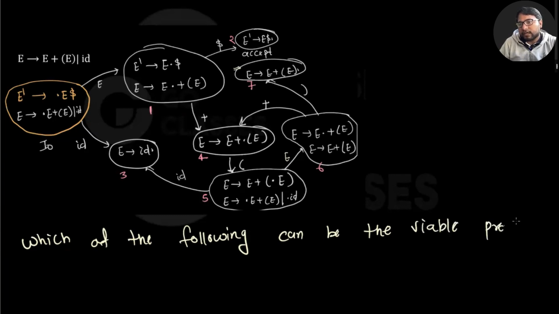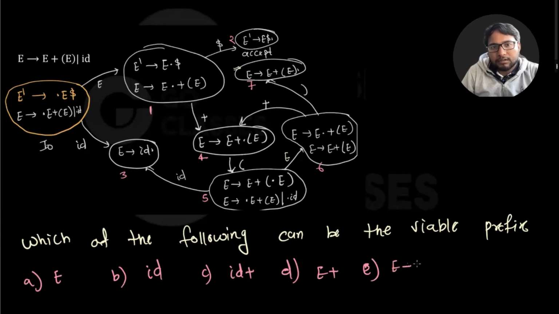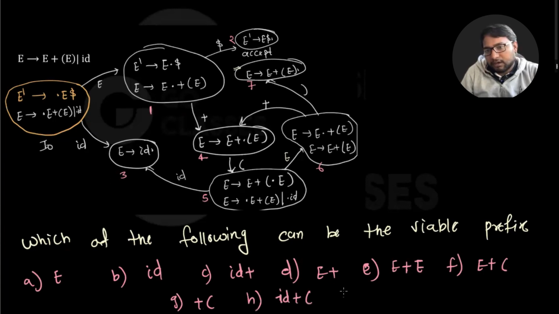Can you tell me which of the following can be the viable prefix? Let's suppose option A is capital E, option B is ID, option C is ID plus, option D is E plus, option E is E plus E, option F is E plus open parenthesis, option G is plus open parenthesis, option H is ID plus open parenthesis, and option I is maybe something like E plus open parenthesis E.